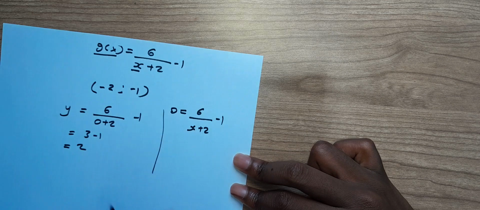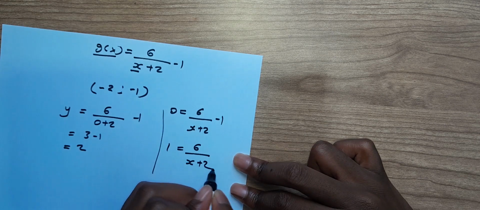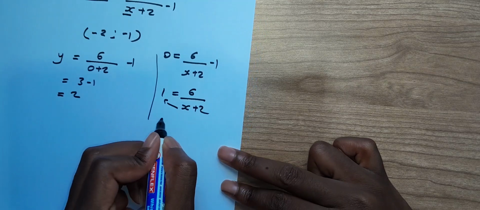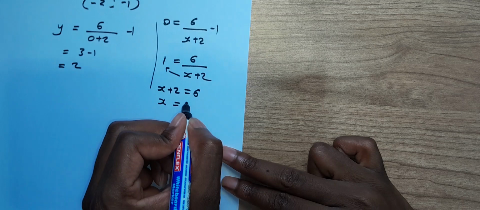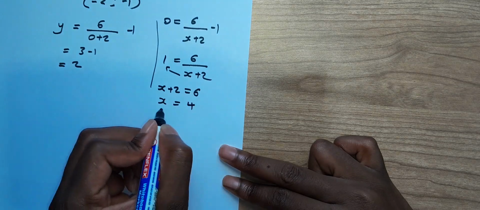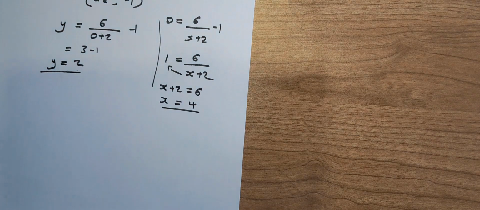So we're going to take this to the other side. We're going to have 1 equals 6 over x plus 2. We cross multiply. We're going to have x plus 2 equals 6. It means that x is going to equal 4. So we have y equals 2 and x equals 4.